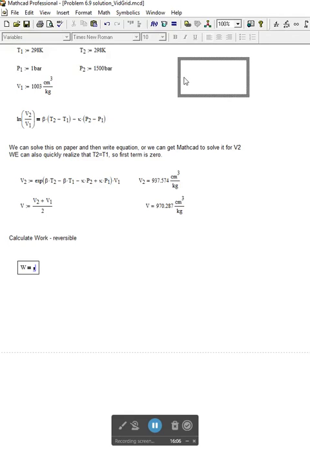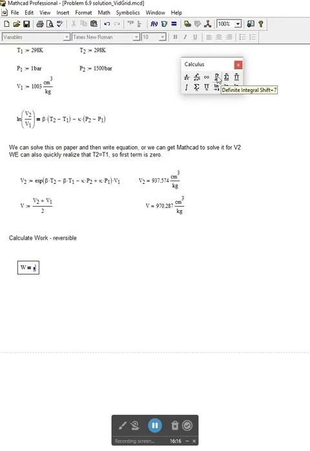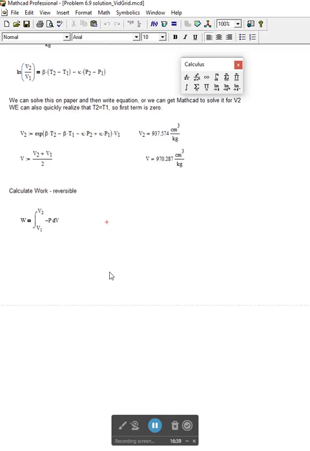MathCAD has some toolbars. This is in my upper toolbar. I can pull this down, and this is my calculus toolbar. I've got all these little pre-formatted templates that I can use. Just to make things look nice, I can click on this for the definite integral. My term there is minus P dV, and this is going to go from V1 to V2. All right, that is the equation that I'm going to use for calculating the work.